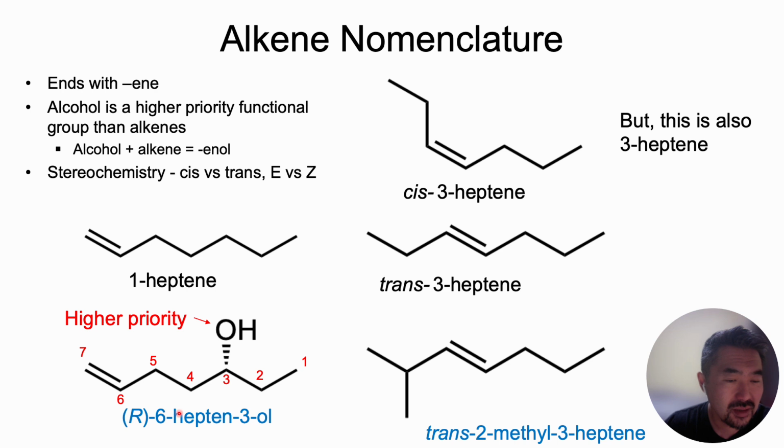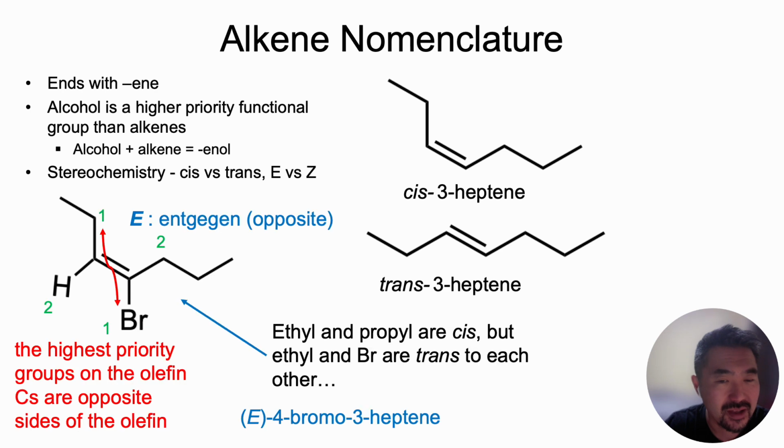The 6 here refers to the ene, or the alkene, and the 3 refers to the location of the alcohol. If you are really into the newer IUPAC scheme, you could name this (R)-hept-6-ene-3-ol, but I don't prefer that. So anyway, here's the name for that.